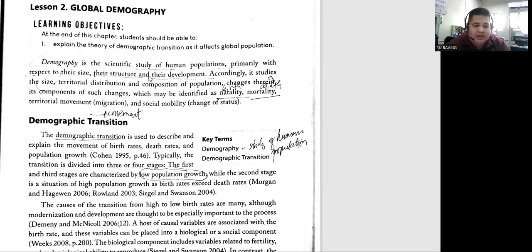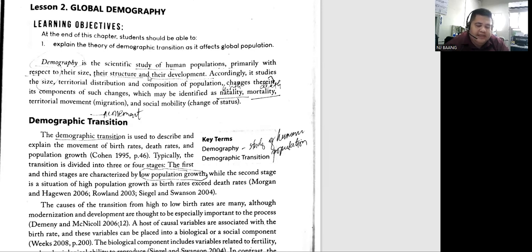For the learning objectives for this session, at the end of this topic, students would be able to, number one, explain the theory of demographic transition and the effects of global population.